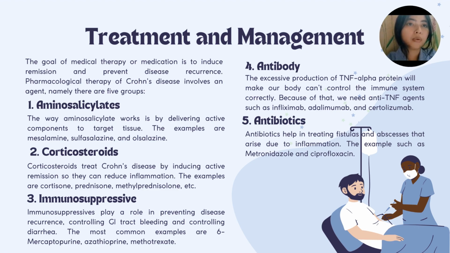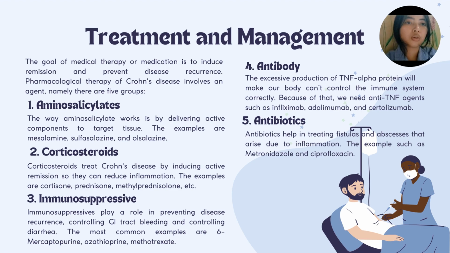The goal of medical therapy or medication is to induce remission and prevent disease recurrence. Pharmacological therapy of Crohn's disease involves an agent, namely there are 5 groups. Number 1 is aminosalicylate. The way aminosalicylate works is by delivering active components to target tissue. The examples are mesalamine, sulfasalazine, and olsalazine.